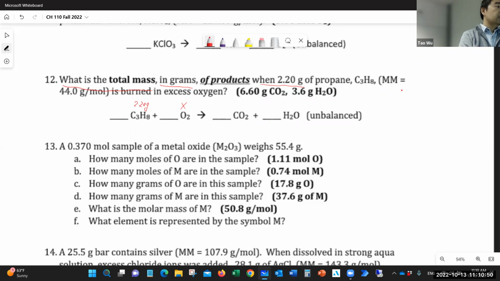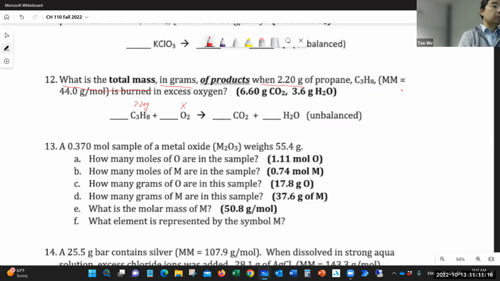So here it's just asking: if I use up that many grams of this, how many grams of CO2 are generated and how many grams of water are generated? We add them together, and that's going to be the total mass of the product. That makes sense, right? So first of all, we need to figure out how many moles of that we have.